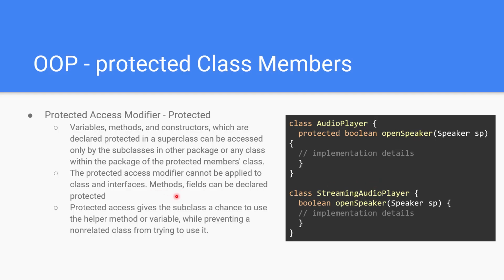Methods and fields can be declared as protected. So we can declare methods, we can declare attributes or variables as protected. Protected access gives the subclass a chance to use the helper method or variable while preventing a non-related class from trying to use it.